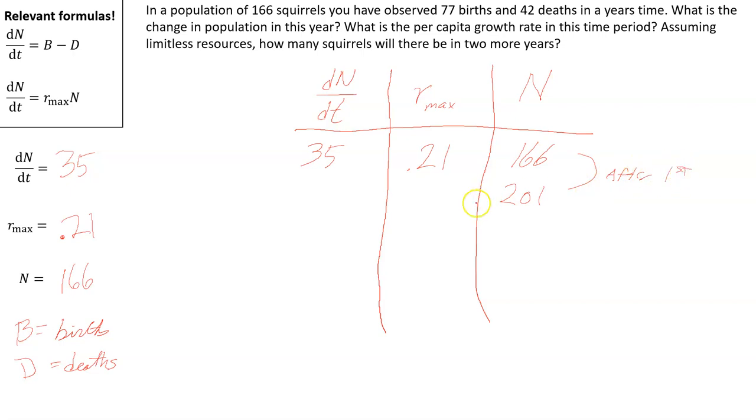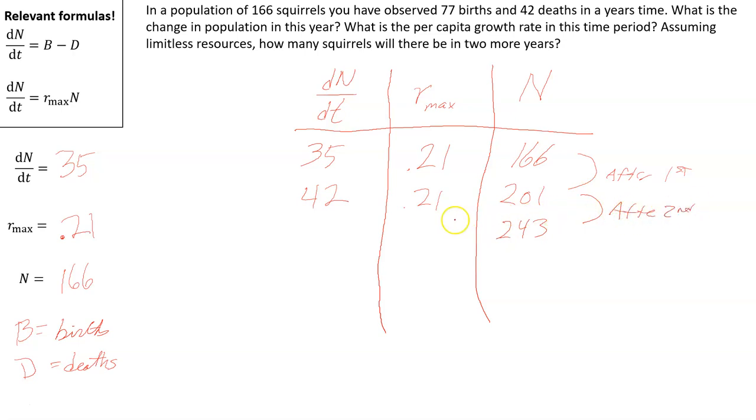We want to go 2 more years. So what we have to do is take 201, multiply it by our per capita growth rate, because we know how this is growing, times 0.21. That's going to give us about 42.21. We'll just round that to 42. Okay, and then in order to get another year's worth of growth, we add 42 to 201. So 201 plus 42, and we're going to get 243 for the next generation. 243. Here's the growth after the second year.